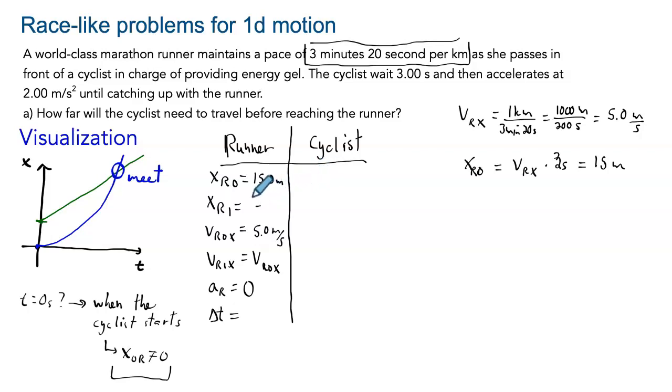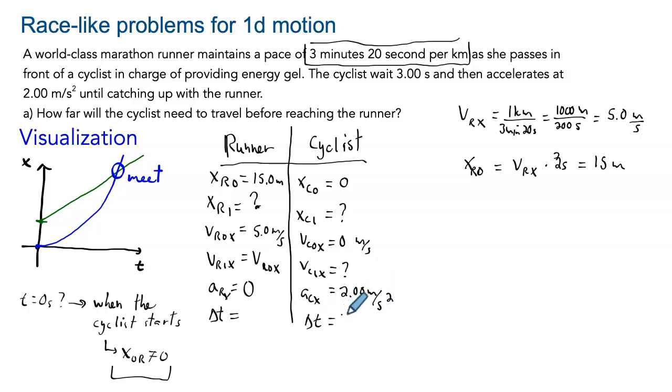Okay, and then we can go on the other side and do that same kind of analysis. The initial position of the cyclist will just be 0. Final position of the cyclist is actually what we're after. Initial velocity of the cyclist will be equal to 0, it's starting from rest. We have the final velocity of the cyclist, which is unknown. The acceleration is given in the question, so we know that the acceleration will be equal to 2 meters per second squared. And the delta t is also an unknown quantity, but it's the same as for the runner.